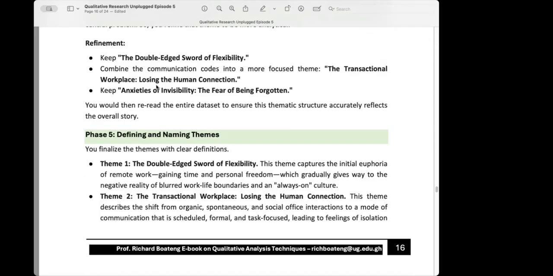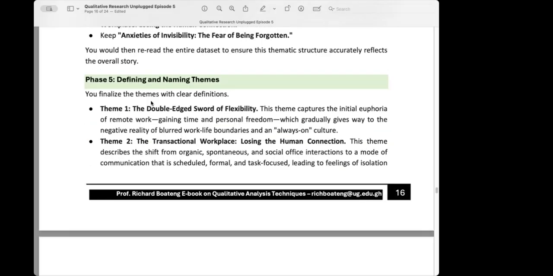This definition is your interpretation of the pattern you've identified, clearly stating what it means in the context of your research and why it's important. It should succinctly capture the analytical meaning and how the data contributes to that meaning. So a clear write-up of each theme's meaning. Yes. And second, you name the theme.